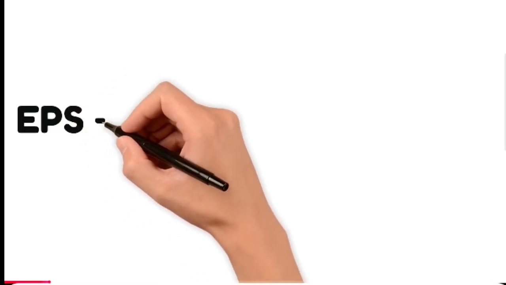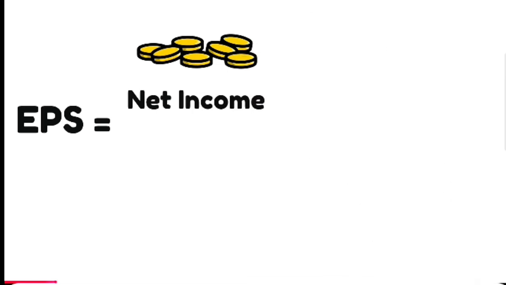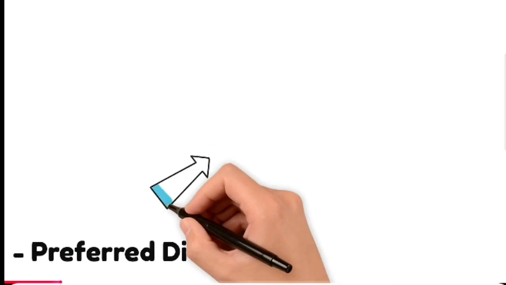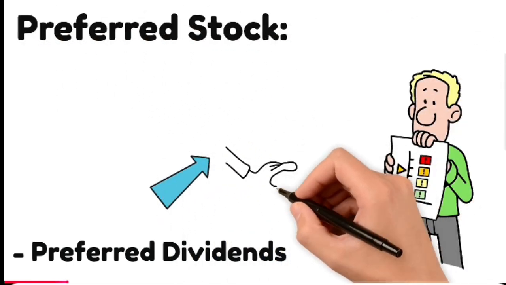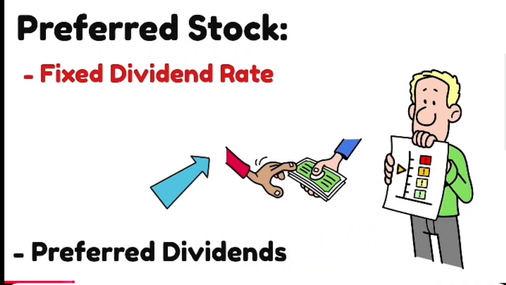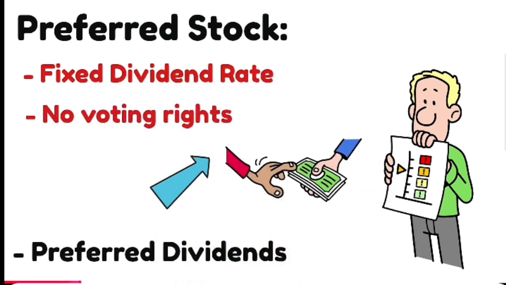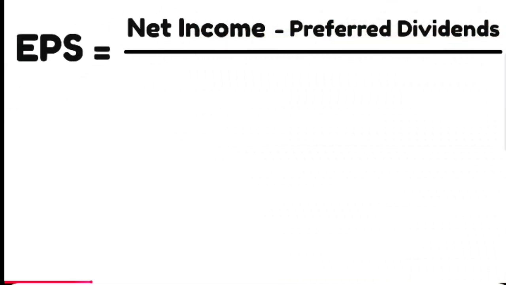Let's start with the formula at the top: net income, which is the total profit the company earns after all expenses and taxes, minus the preferred dividends. And you may be wondering what the preferred dividends are. A preferred stock is a type of company ownership that gives you priority over common stockholders when it comes to receiving dividends. Preferred stockholders usually get a fixed dividend rate, meaning they know how much they'll earn. However, they don't have voting rights in the company, unlike common stockholders. So, if the company has preferred stock, these are the dividends paid to preferred shareholders. Since they get paid first, we subtract them from the net income because they're not available to common shareholders.